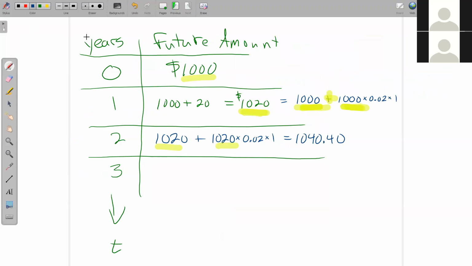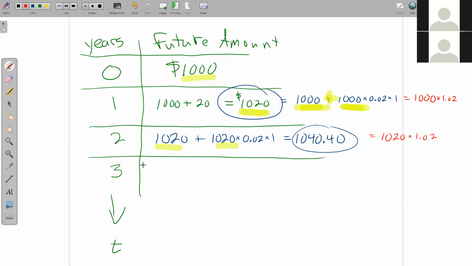So I get a new amount here, my next new amount here, and the shortcut for that right there I'm going to write was $1,020 times 1.02. And up here, the shortcut for that is 1,000 times 1.02. Okay, that's what we just established with our calculator.